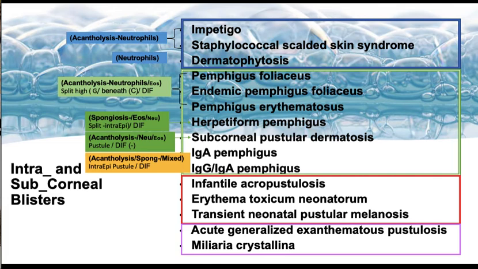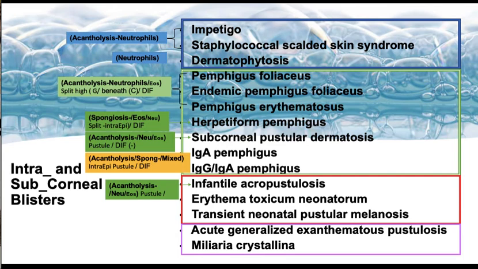The cell type usually is mixed, but here the pustular formation is usually intraepidermal, and DIF staining will help you with IgA preparation to identify this diagnosis. Infantile acropustulosis, usually you see acantholysis with neutrophils and eosinophils in addition to the pustule formation.